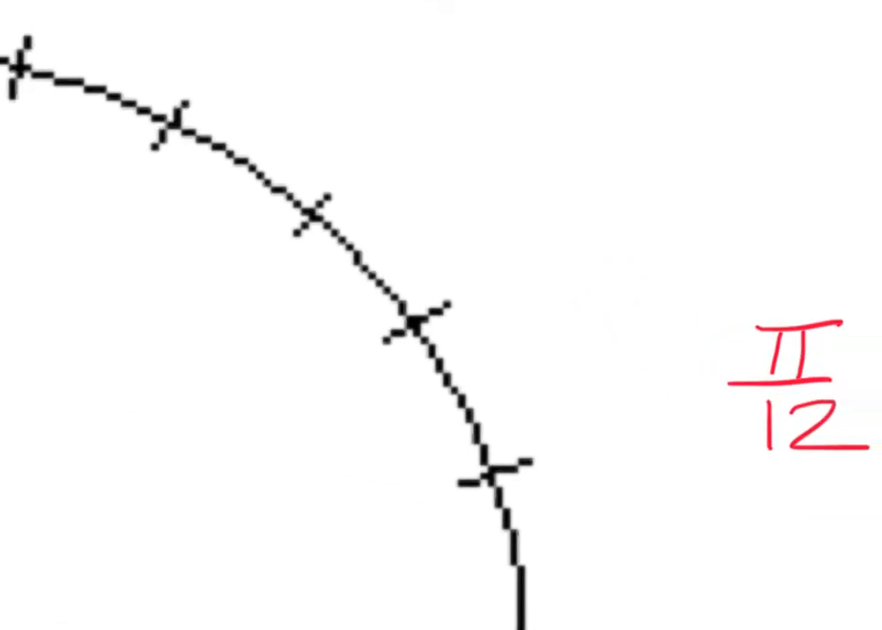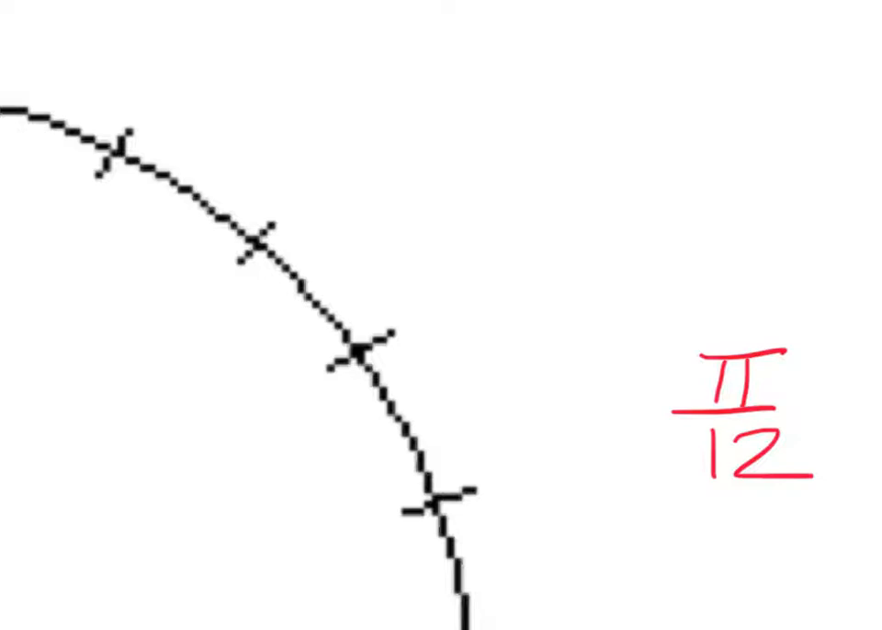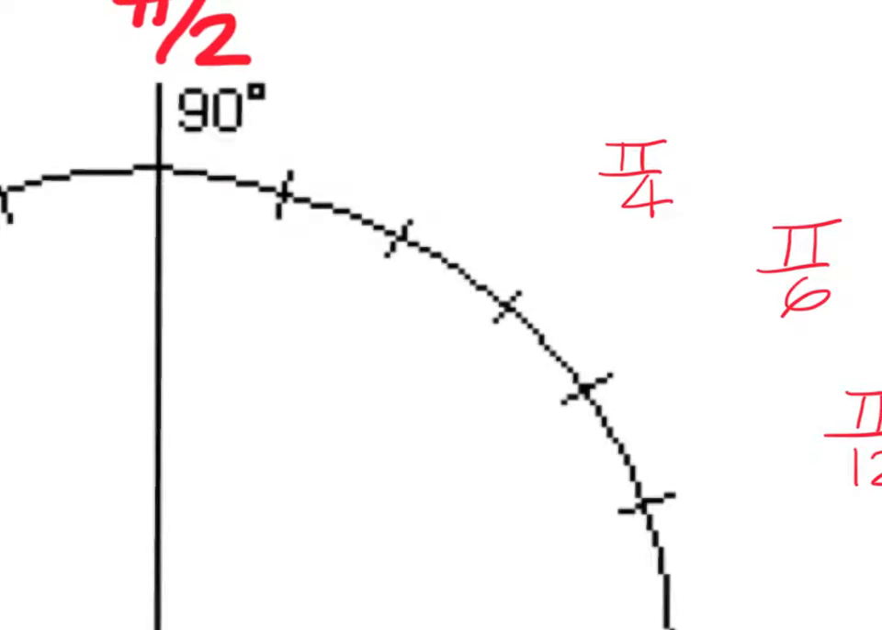If we go up to the next marking, the one before it was 1 pi over 12, so this one should be 2 pi over 12, but you reduce the fraction, so it's pi over 6. The next marking is 3 pi over 12. Reduce the fraction, it is pi over 4. The next marking is 4 pi over 12. Reduce the fraction, it is pi over 3. The next marking is 5 pi over 12. And you cannot reduce that.